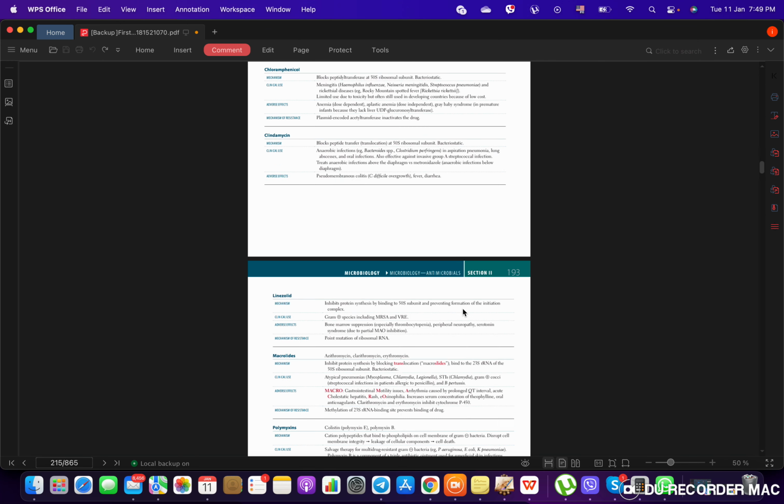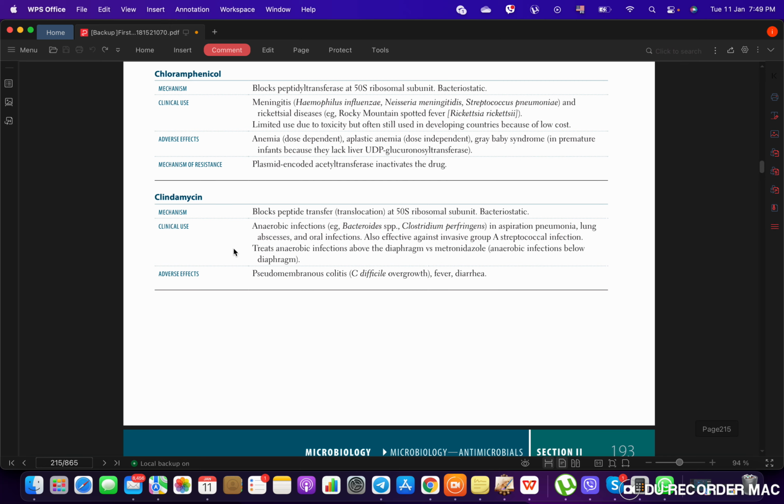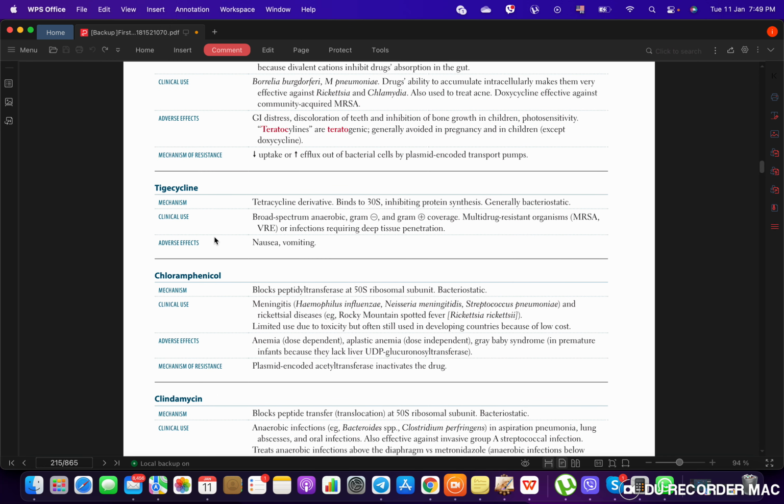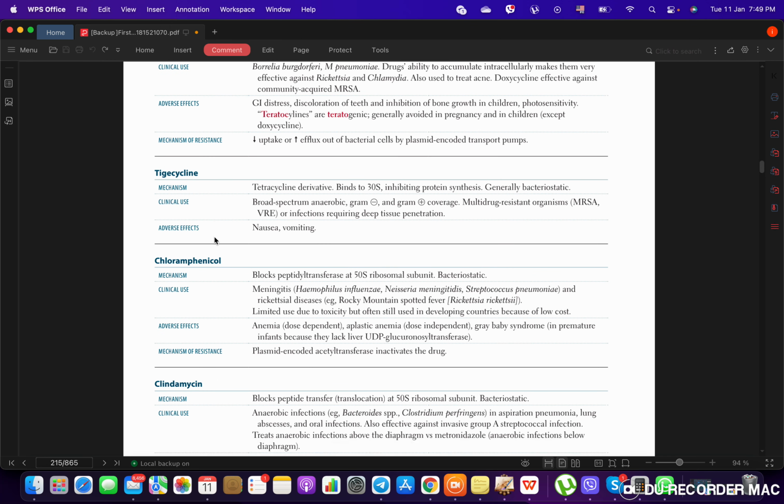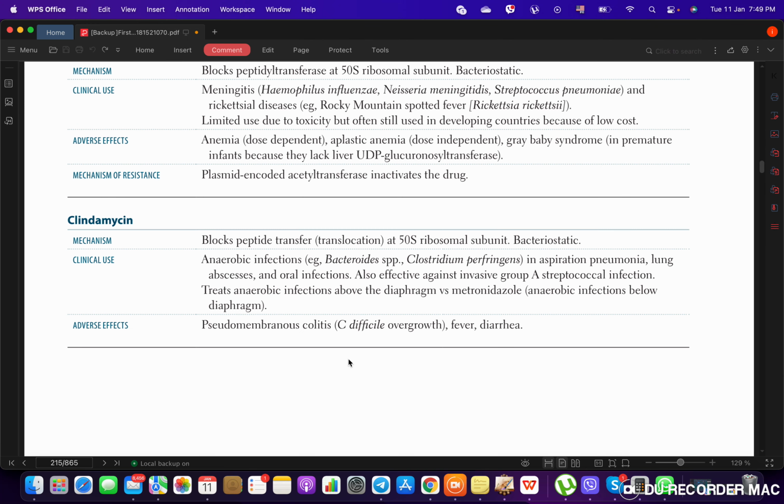The next drug is clindamycin. Oh yeah, so two drugs for acne. We spoke about one drug for acne today. What was it? Doxy. The next drug is tetracycline, doxycycline especially. The next one is clindamycin.